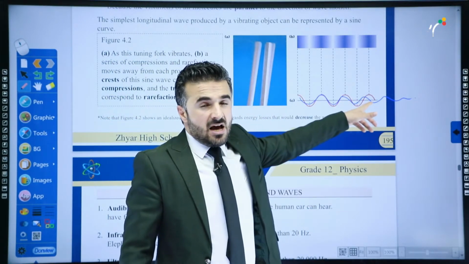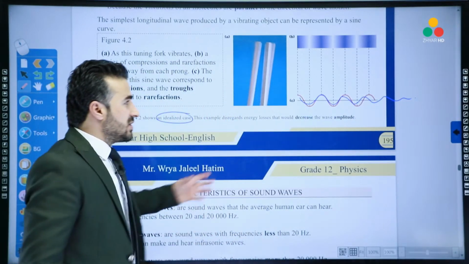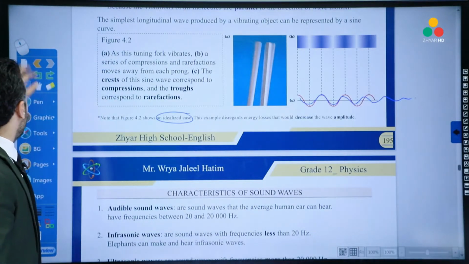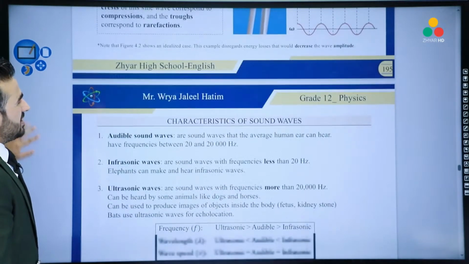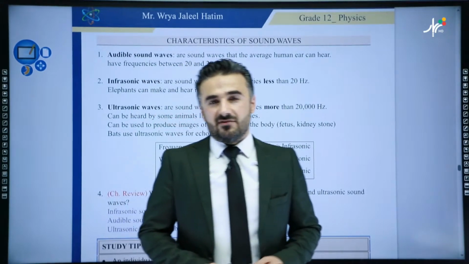But why doesn't it happen here? Because we're idealizing this case, where we assume that there is no energy wasted. But we do know that in reality, energy is wasted, or there is energy loss. Now, the characteristics of sound waves, remember this.